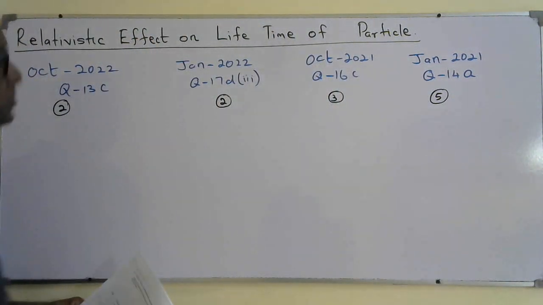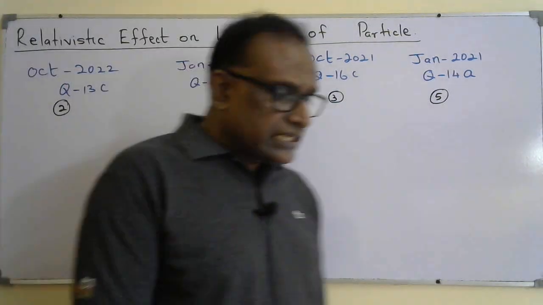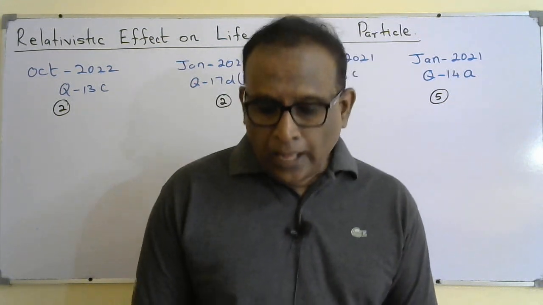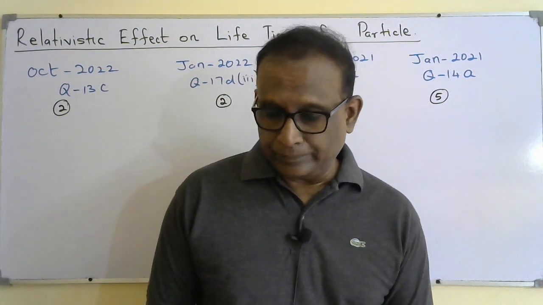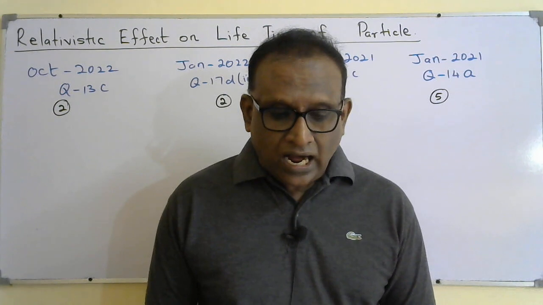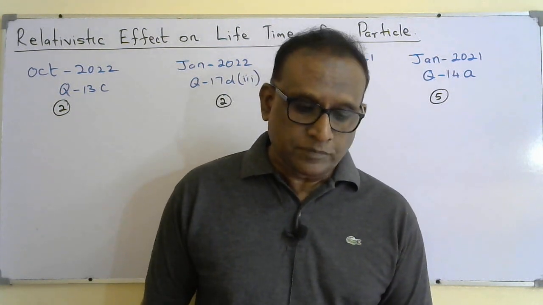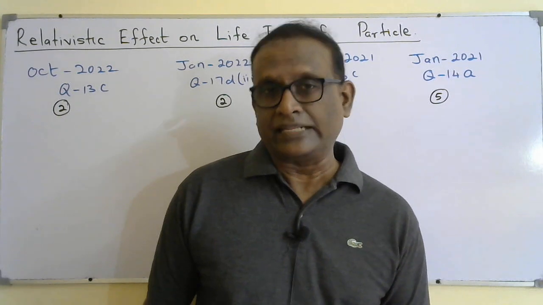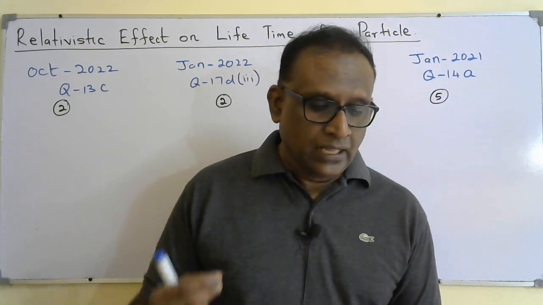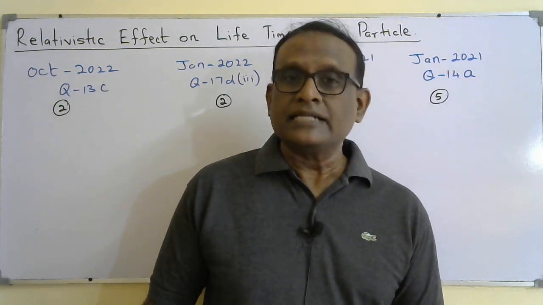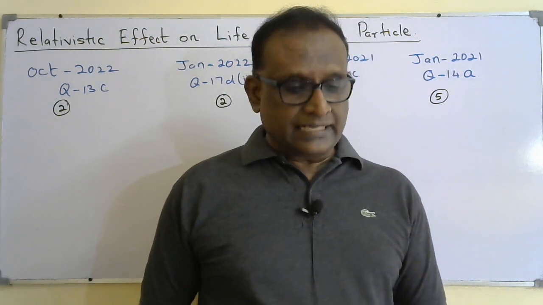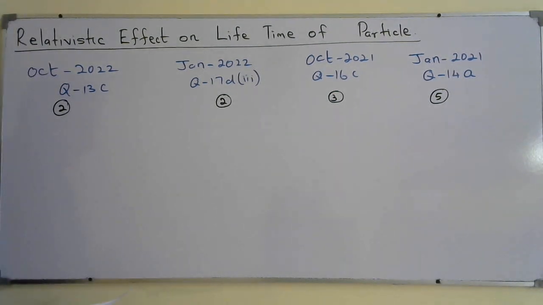I'll read the 2022 question. Stationary muons are unstable and have a mean lifetime of a few microseconds, very small. That means they will decay. Explain why muons in the ring, it's a ring accelerator, are observed to have a much greater mean lifetime. That means the muon is moving in a ring accelerator at very high speed. How is it possible? That is the January 2022 question.